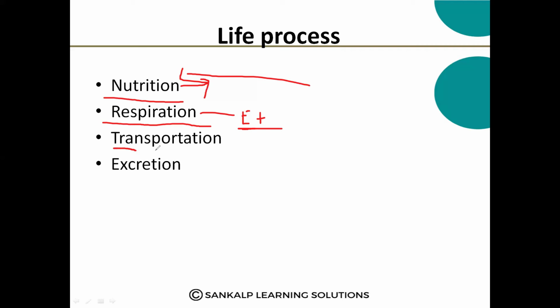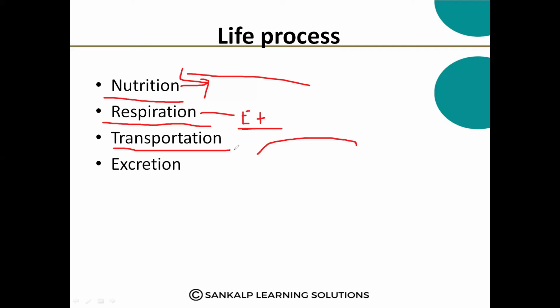Then what do you mean by transportation? In plants, many food products are synthesized by the leaves by the process of photosynthesis, right? Those should be transported to the different parts of the body. Transportation means, in simple words, transferring anything from one place to another place, right? In the plant, the food material which is synthesized is transferred to the different parts of the plant body.